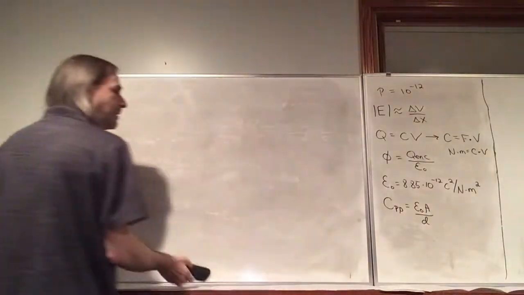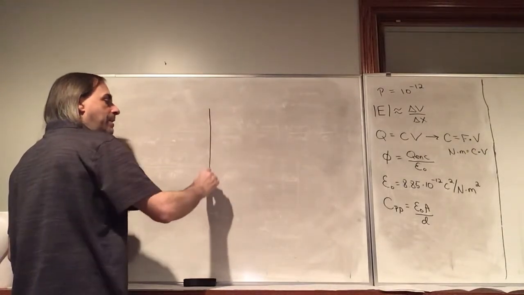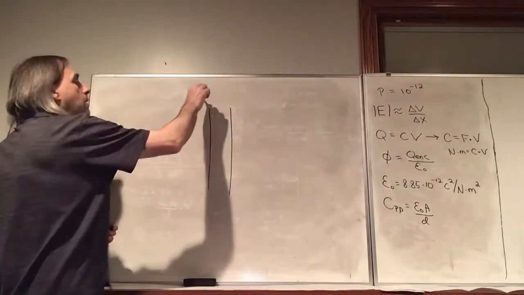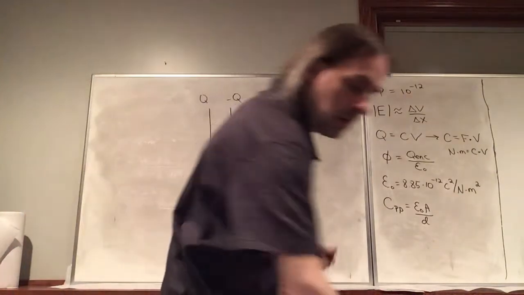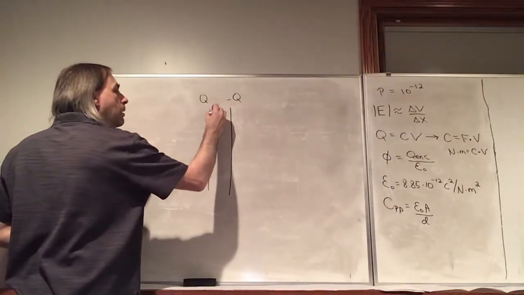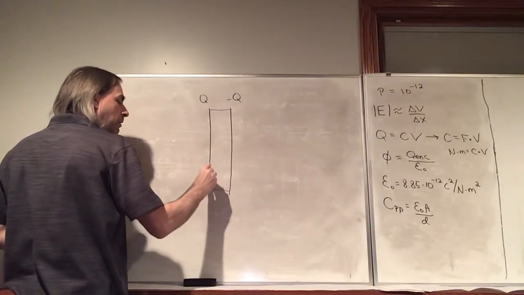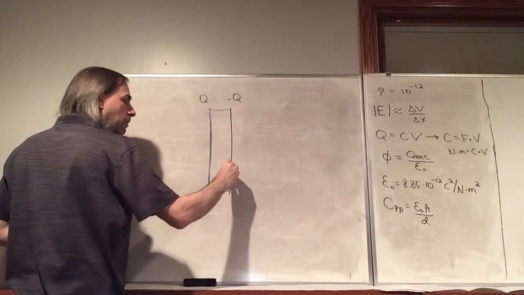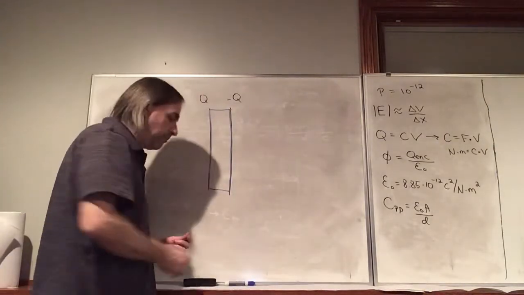And the question is, what happens if we put something in between the two plates? And again, we're talking about an insulating material. So here's our two plates. We have Q and minus Q. And let's put some material in between. And this insulating material is called a dielectric. Okay, so what does this do?